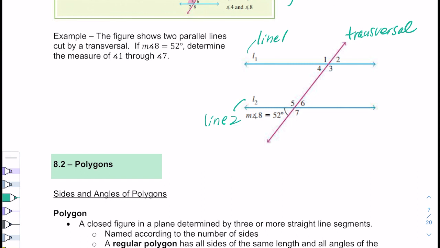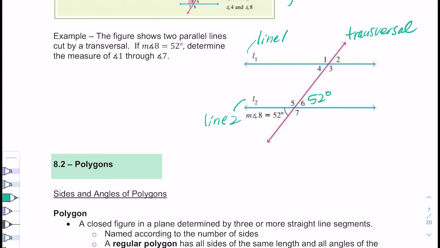So you might think, okay, they only gave me one angle. How do I find all the other 7? We're going to use those angle pair relationships that we just learned about. So one of the angle relationships that I like, because it's easy, is vertical angles. And if you'll recall, vertical angles are always equal. So what would be vertical to angle 8? It's angle 6. So angle 6 is also going to be 52 degrees.